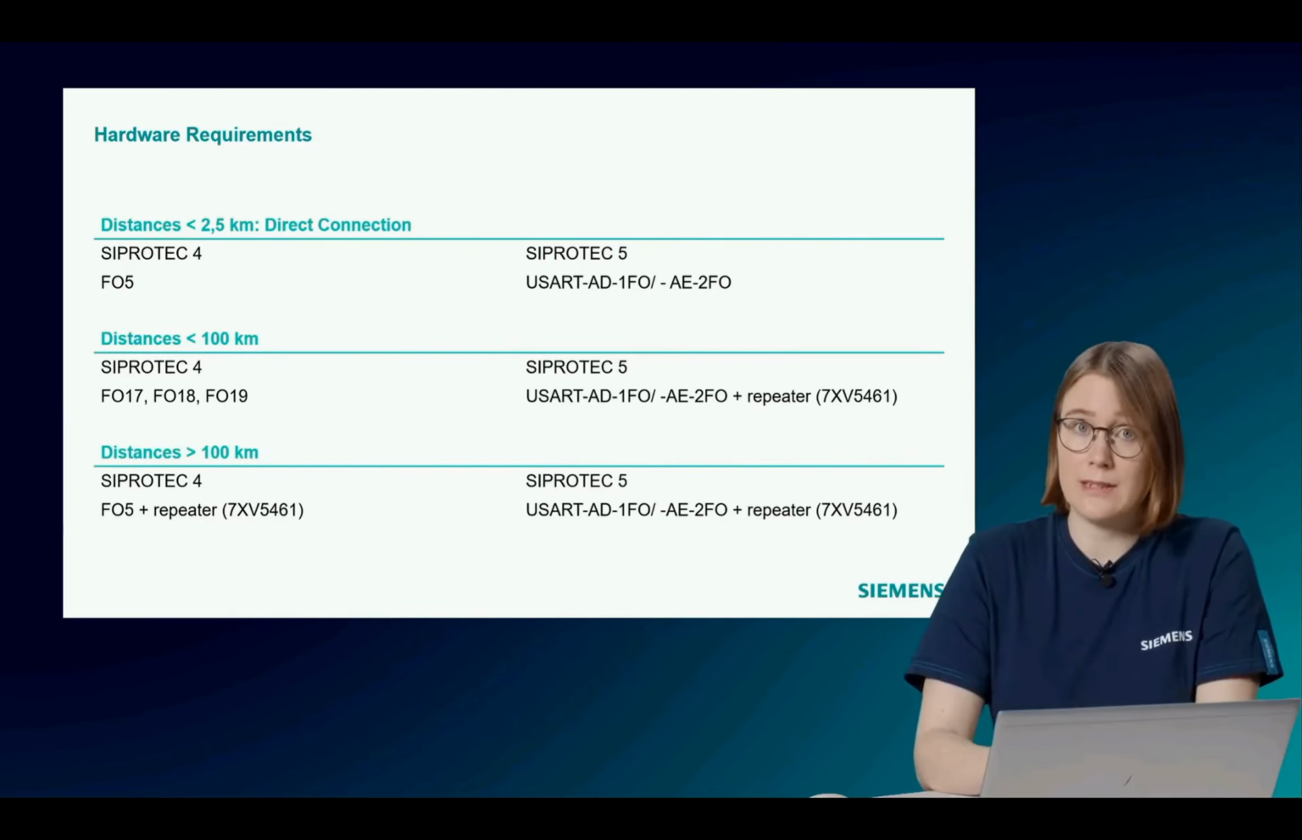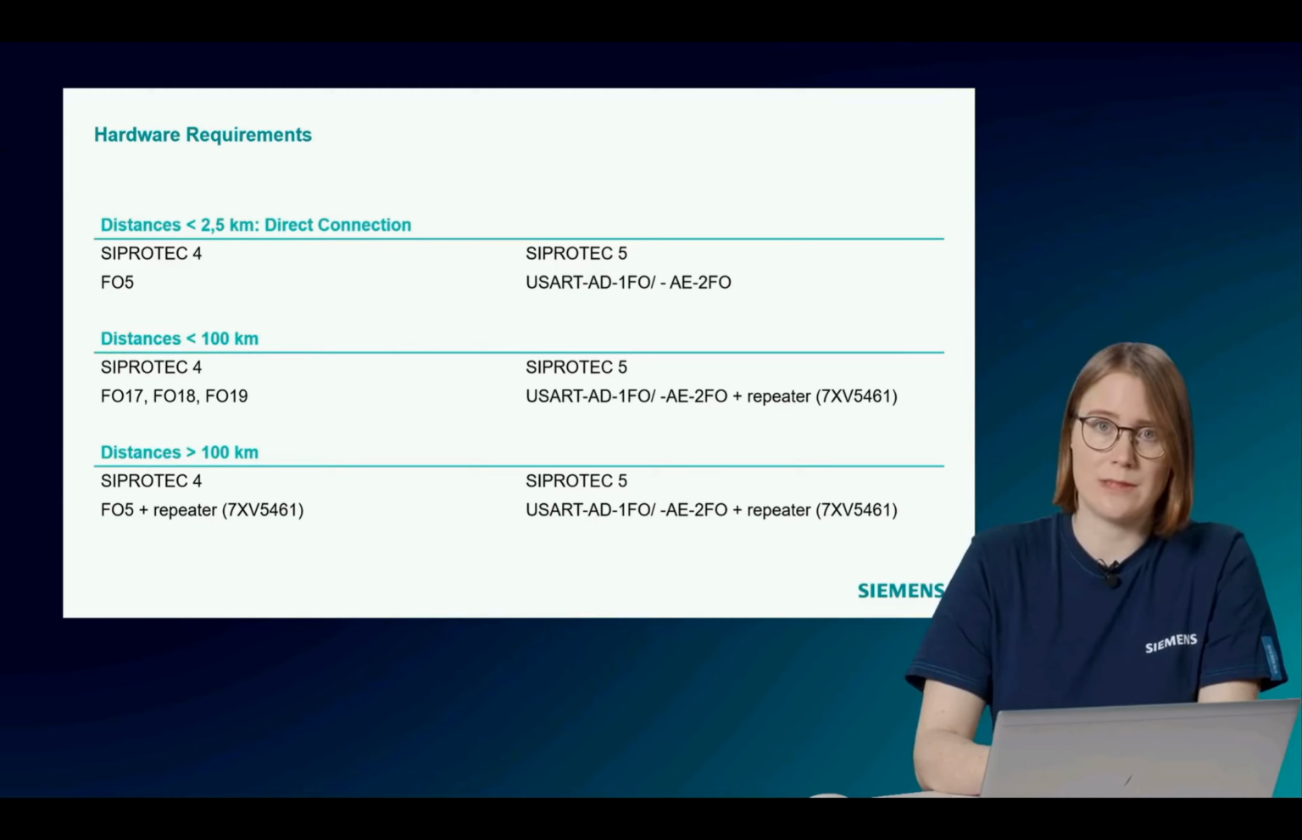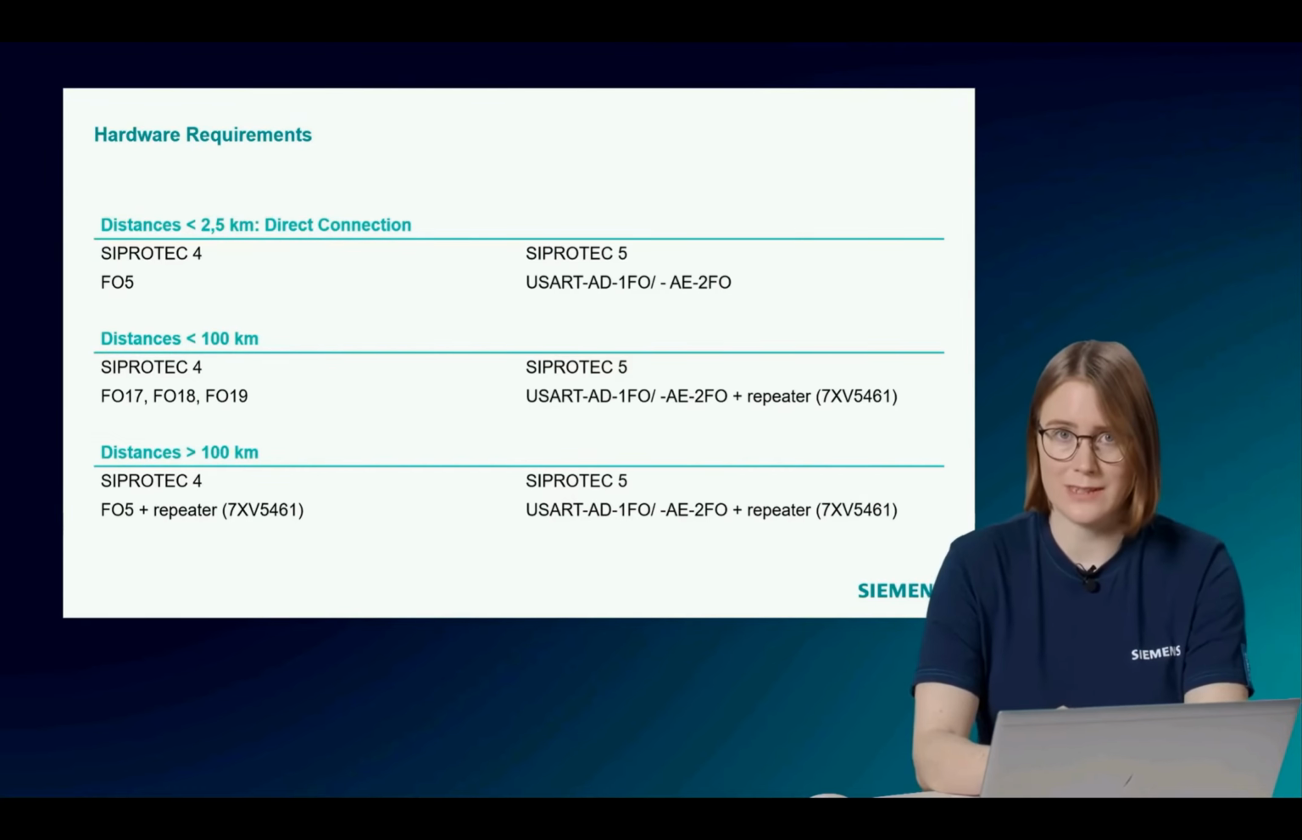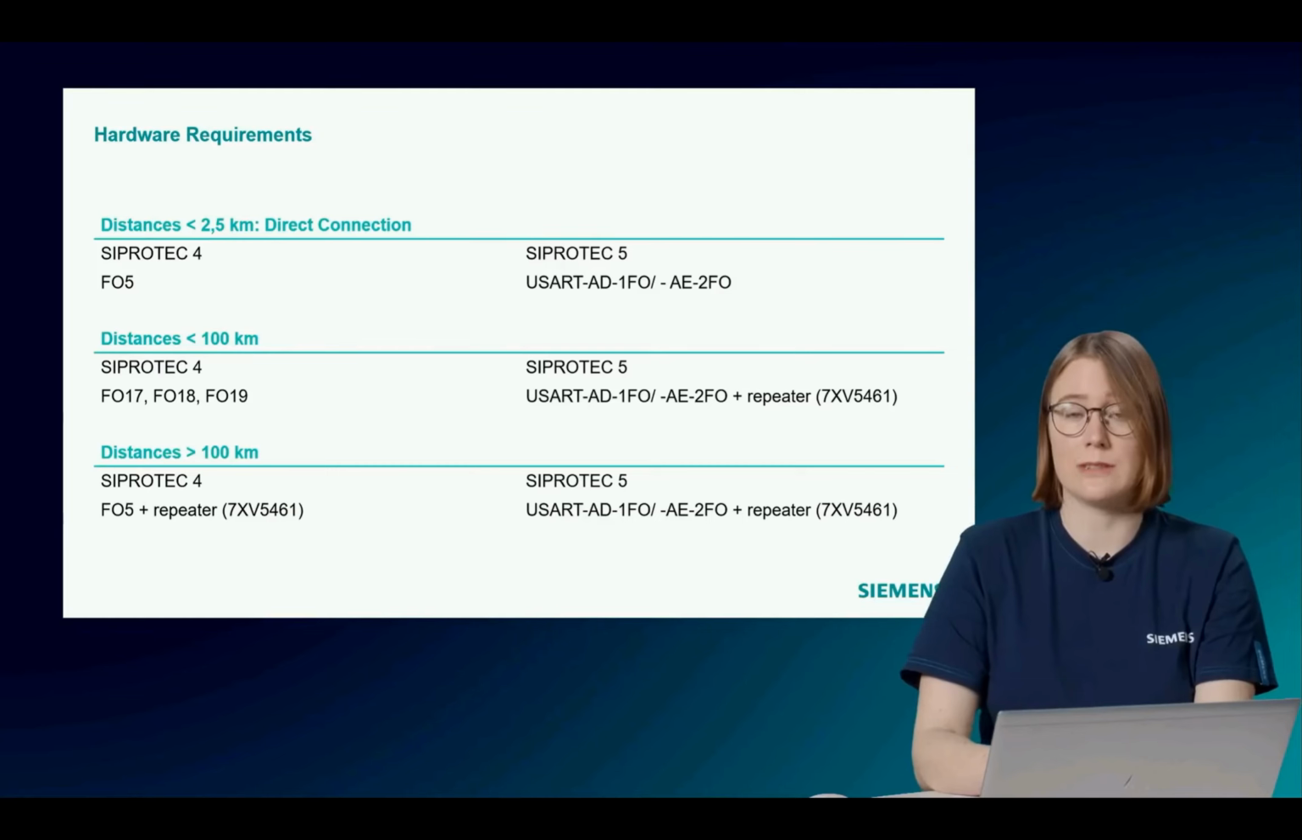For distances greater than 100 km, you need a repeater type 7XV5461 on both sides and accordingly a FO5 module on SIPROTEC 4 side for the connection to the repeater.